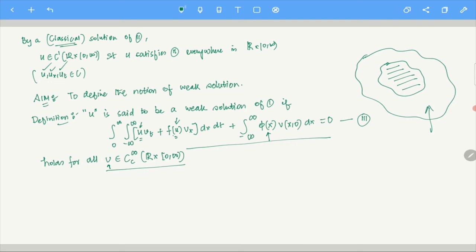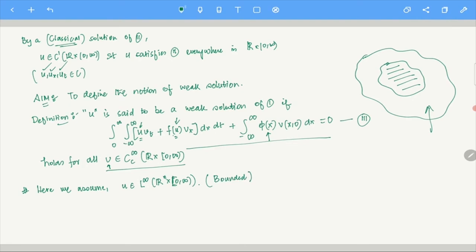To be very fair here, if you ask me what this u is, I will write it like this. This is a small remark: we assume u is in L infinity of R^n cross (0, infinity). What do I mean by this? It means that it is a bounded function. If you do not know measure theory, then just think of this as bounded functions in R^n cross (0, infinity).